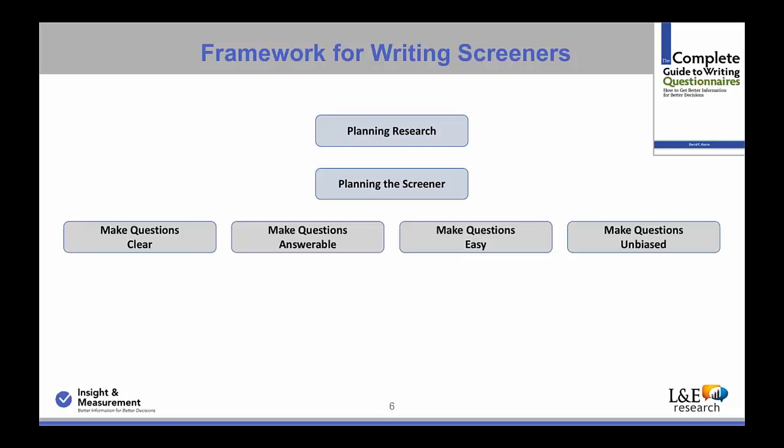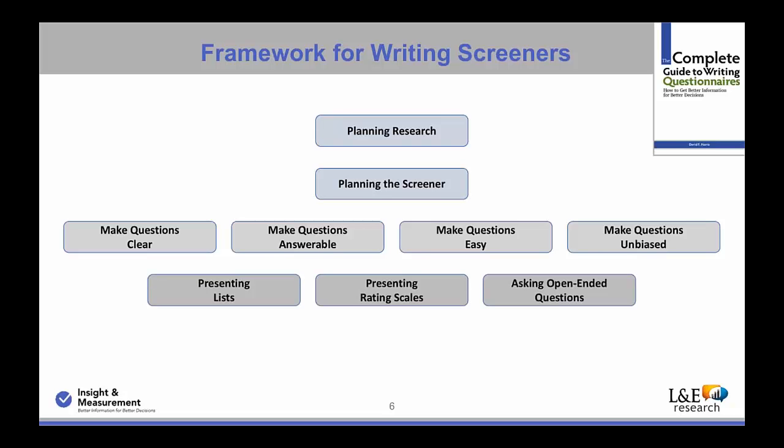When we start writing questions, when I was writing my book, which was 2009 to 2013, I studied guidelines. Dillman's book has 184 guidelines on how to write questionnaires. But I found that they fall into 4 categories. It's about making questions clear, answerable, easy, and unbiased. I think that categorization helps a lot.